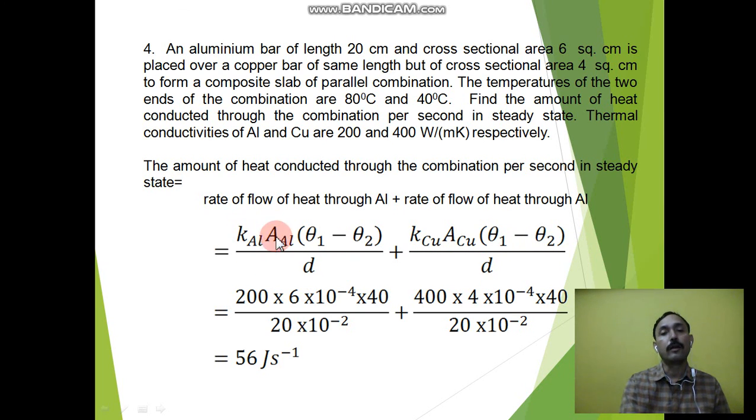Now these are known: 200 into 6 into 10 to the power minus 4. The temperature difference is 40 degrees. D is already given, 20 centimeter means 20 into 10 to the power minus 2 meter, and here it is also the same. And K copper is equal to 400, 400 into 4 into 10 to the power minus 4, this is the cross section area, into the temperature difference, the same 40. So after calculating, the amount of heat conducted through the combination per second becomes 56 joule per second.